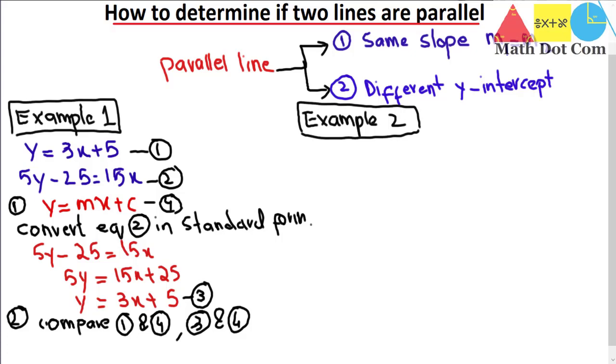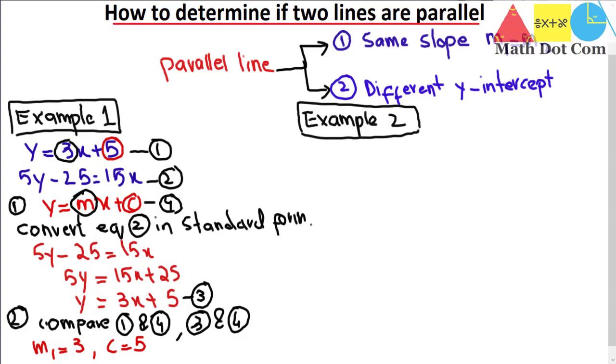Why? Because we have to find the unknowns, that is the slope as well as the y-intercept. If we compare equations 1 and 4, we can see that the slope of equation 1 is 3, because it is representing the m of the standard equation. If I say m1 is the slope of equation 1, then m1 is 3. And the y-intercept, that is c of equation 1, is 5, as it is representing this c. So c equals 5.